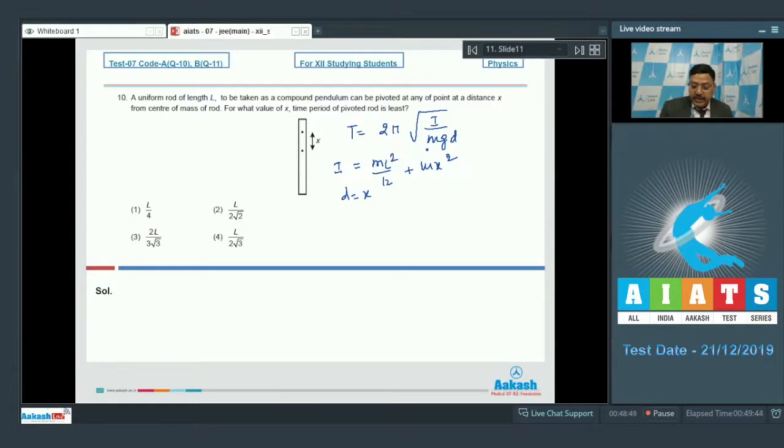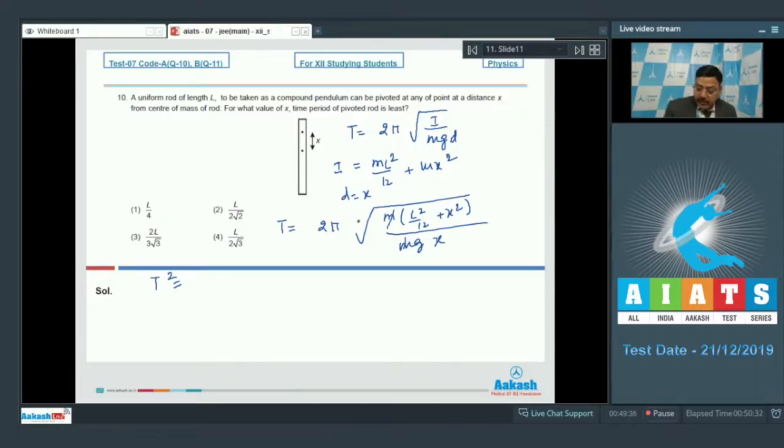So let's get the time period T in terms of x, and the expression will be T is equal to 2 pi under root of m into L square by 12 plus x square divided by mg into x, and this will obviously depend on the value of x. So now we want the time period to be the least. Well, when the time period is least, the T square is also the least, and we can write the expression for T square as, so some constants we can simply remove as a factor.